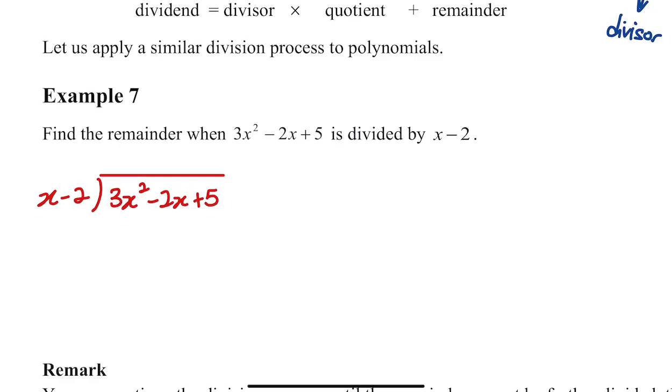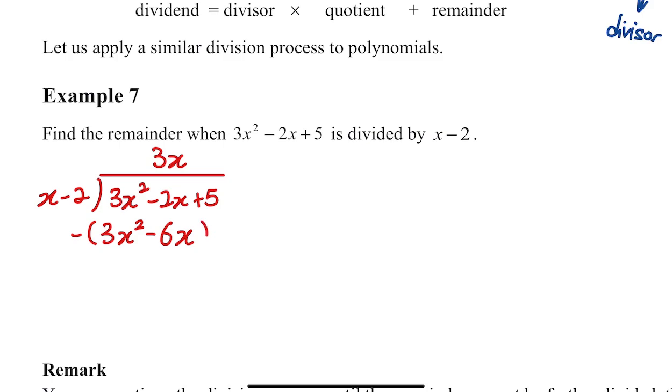I now compare this x over here with this. What number do I need to multiply to x in order to get 3x squared? I need to multiply a 3x. So therefore, I'll write over here 3x. Then I'll multiply this 3x to both terms over here. I will get 3x squared minus, then negative 2 times 3x will give me 6x.